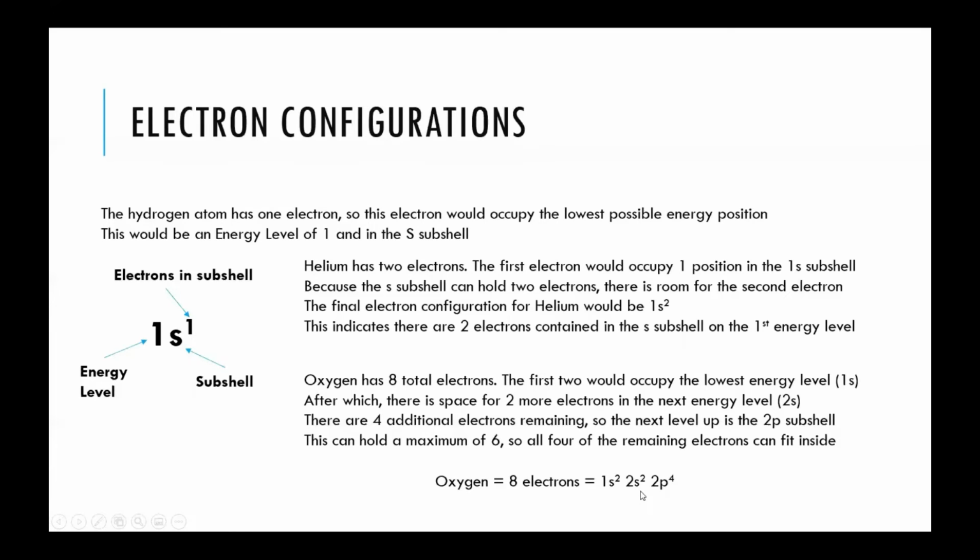The next highest energy area would be the second energy level, the s subshell, but that gets filled up as well. And then the second energy level in the p subshell, and that can fit a total of 6, and you only have 4 remaining. So all of those can fit into the 2p subshell, and then the electron configuration is finished.